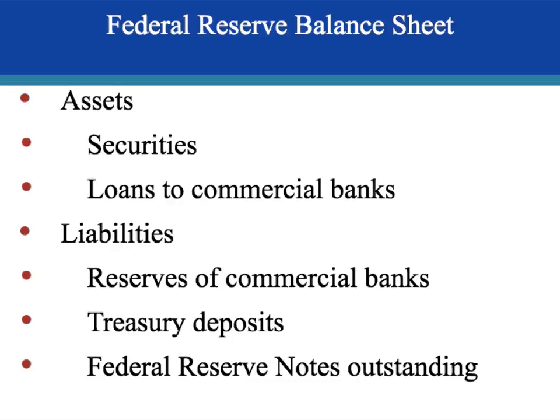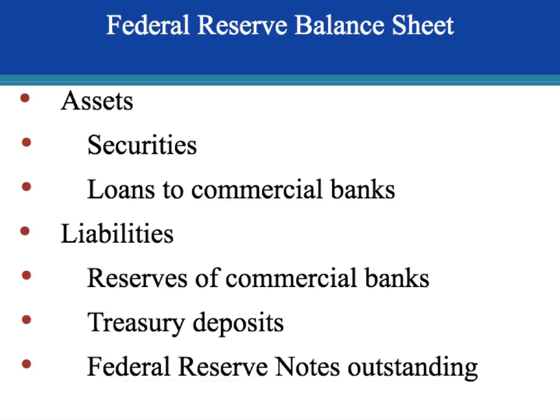So if you look at the Federal Reserve balance sheet, there are assets. We can see securities and loans to commercial banks. The securities consist of treasury bills, treasury notes, and treasury bonds. The difference between the three is the length of time. Treasury bonds are long-term securities, notes are midterm, and bills are short-term. And then they also have loans to commercial banks. The Fed does act as a lender to banks, so any loans they make to banks will go to the assets category.